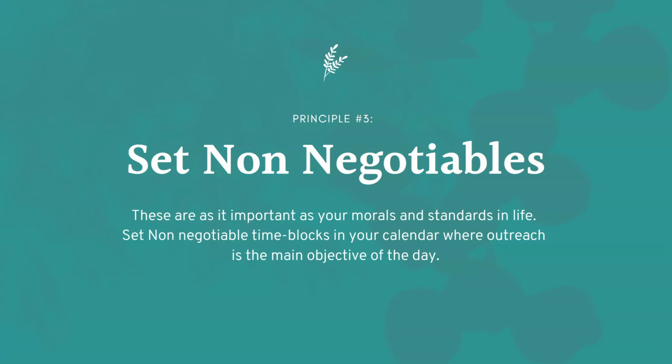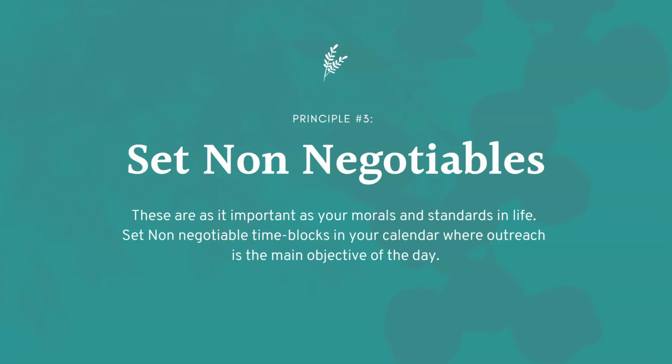Non-negotiable time blocks in your calendar where outreach is the main objective of the day. Generating traffic will be the main objective. There's no negotiation. Nobody can tell you, well, can you maybe move around some time? No, it's a non-negotiable time block. I'm sorry, I can't go. I don't care. I can't. And non-negotiable means I have to dedicate this hour to outreach every week. Even if the game is on, even if your favorite restaurant is handing out free food, you've set for yourself non-negotiable hours for the week to dedicate to outreach. And we'll learn more about how to do that outreach.